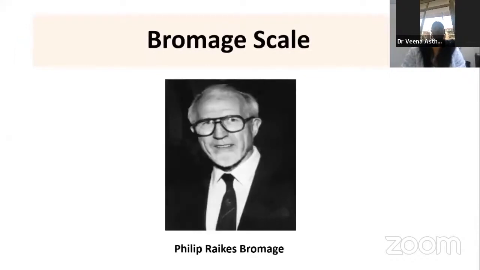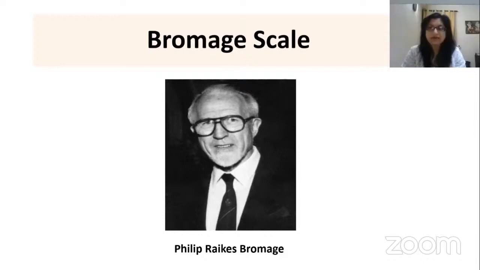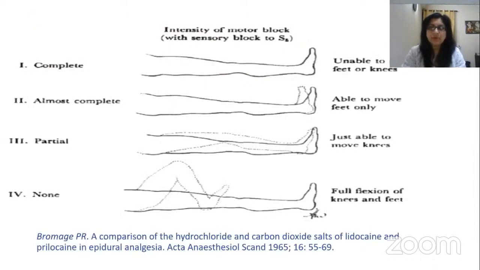Bromage scale was originally developed by Philip Rekes Bromage in 1965 to assess the recovery and regression of motor block with sensory block to S5 following administration of local anesthetic. In his score, he gave 4 points, in which grade 1 means complete paralysis, meaning the patient is unable to move feet or knees. In grade 2, there is almost a complete block, meaning the patient is able to move feet only. In grade 3, the patient is just able to move knees. And in grade 4, the patient experiences no motor blockade, meaning there is full flexion of knees and feet.